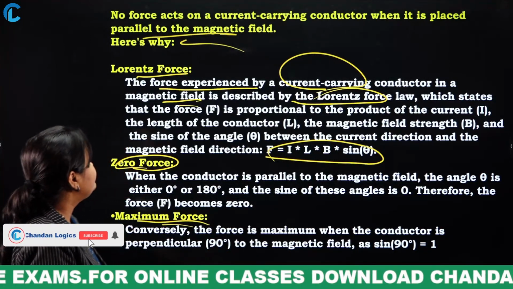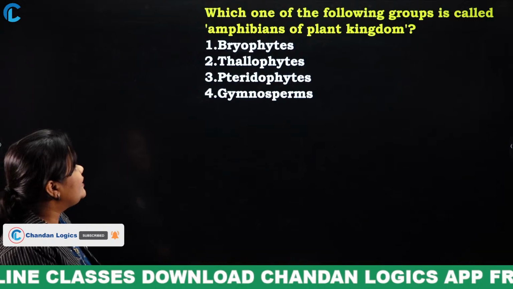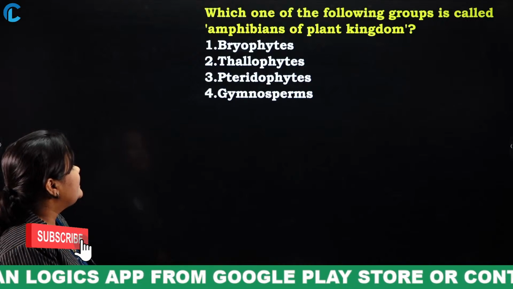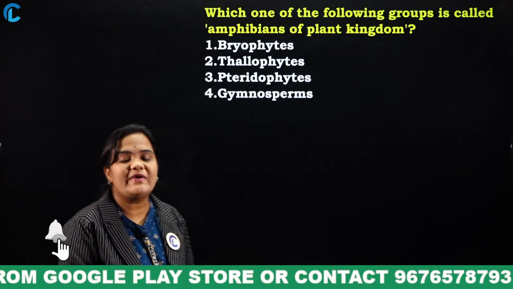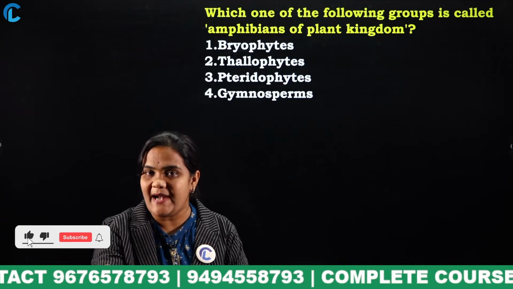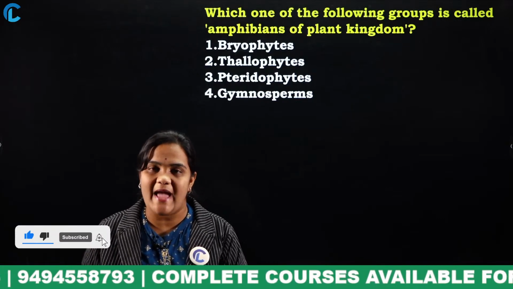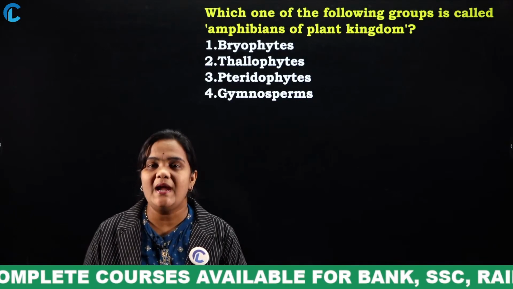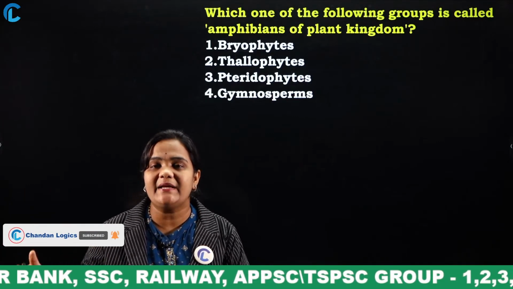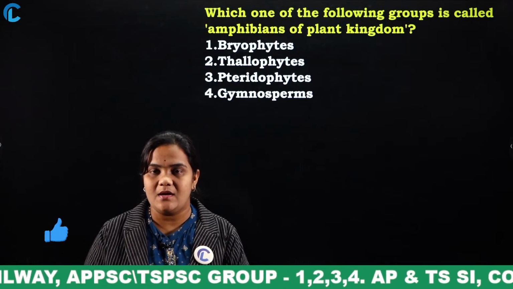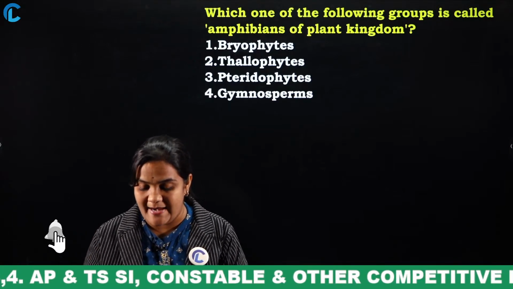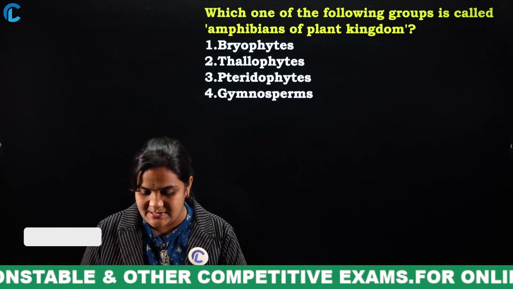Next. Which one of the following groups is called amphibians of the plant kingdom? Bryophytes, thallophytes, pteridophytes, gymnosperms. As we have in animals, what are amphibians? Those which stay both on land as well as in water. We call them amphibians. Example, frog. Frogs stay on land as well as in water. Similarly, in the plant kingdom also we have an amphibian plant. What is that amphibian plant? In the given 4 options, what is the amphibian of the plant kingdom? Come on, try to get the answer.